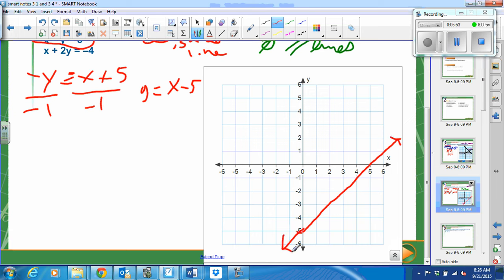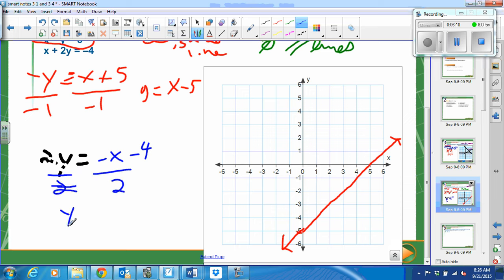And the other equation, we have 2y equals negative x minus 4. Divide by 2, divide by 2. We get y equals negative 1/2 x minus 2. So that's going to be here. And then negative 1/2 x.